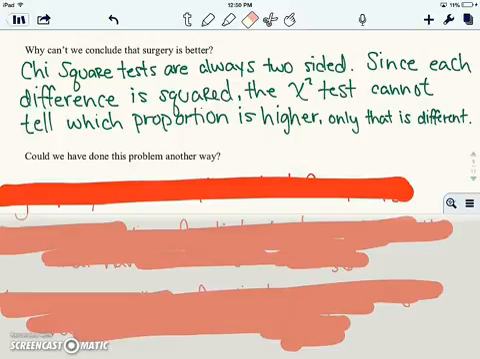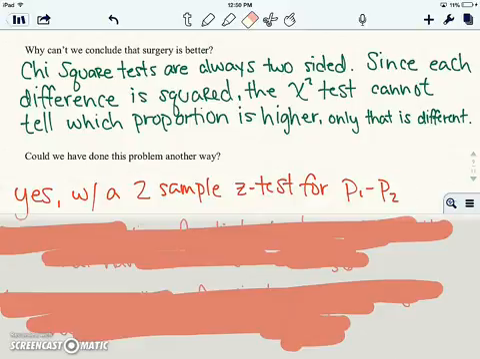Could we have done this test another way and maybe been able to conclude that? Well, because it's a 2x2, or just 2 populations but 1 question, we absolutely could have. We could have done a 2-sample z-test for difference of proportions instead, and then we could have done it as a 2-sided test, which again would just conclude that it was different, or as a 1-sided test, and that would have been great as well, and then we could have said, yes, we actually think surgery is better.